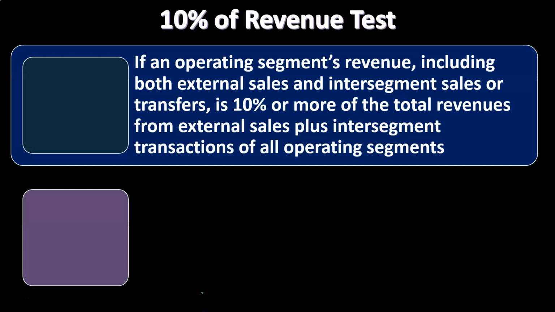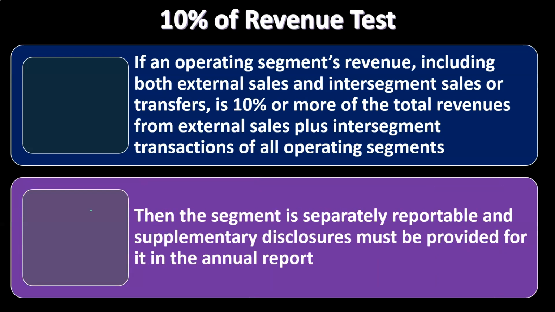So we're going to start, of course, with the 10% revenue test. If an operating segment's revenue, including both external sales and intersegment sales or transfers, is 10% or more of total revenues from external sales plus intersegment transactions of all operating segments, then the segment is separately reported and supplemental disclosures must be provided for it in the annual report. So we have the 10% of revenue, basically the top line of the income statement, to determine if the segment is separately reportable.